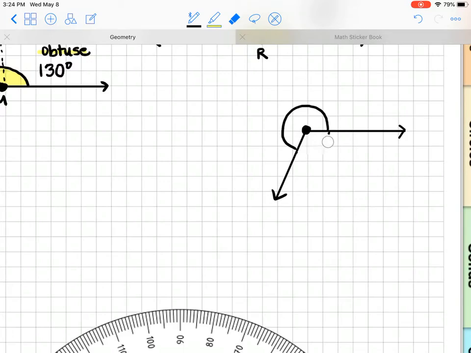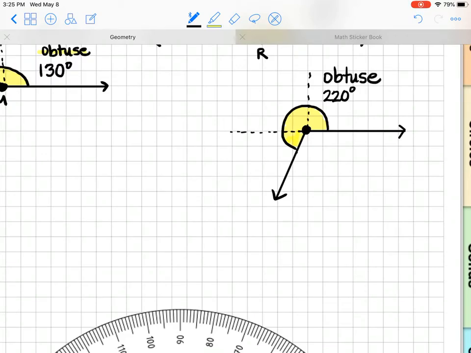So the reflex is a very big angle. Remember, here would be 90. Here would be 180. So we have passed 180 and kept going. This is the angle you're looking for. It's almost a complete circle. So I'm going to estimate that this is about 220, maybe. I don't know, I'm just guessing. That's obtuse.